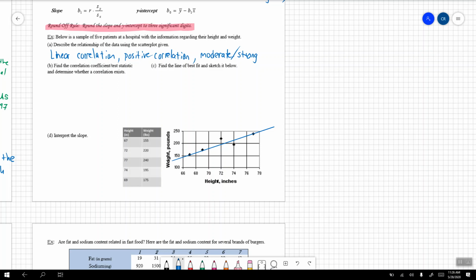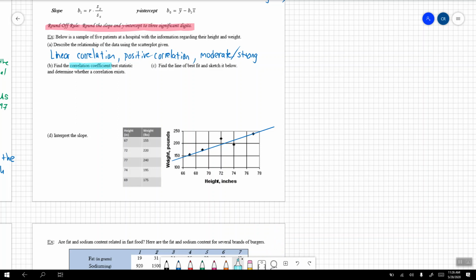So these are the terms that I want to use to describe the relationship in the scatter plot. All right, so part B. Find the correlation coefficient, in other words, the test statistic, and determine whether a correlation exists. All right, so we got a few things to do here. It's asking me to find a correlation coefficient. So that's one of the first things that I'm going to identify here, that I have some correlation coefficient that I want to extract.